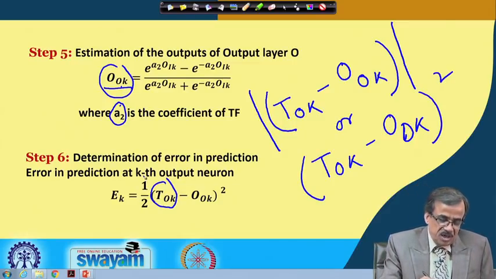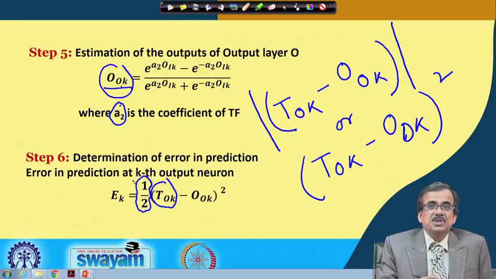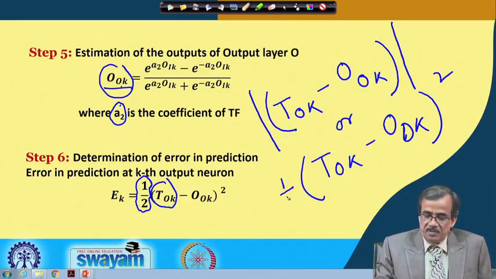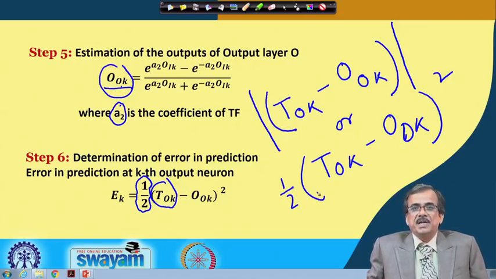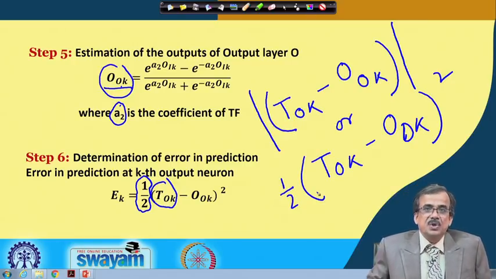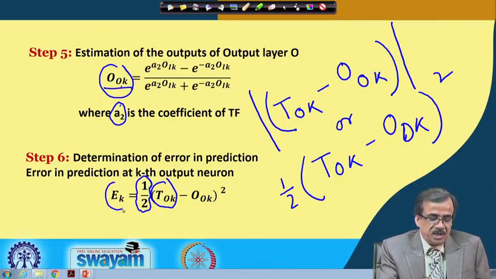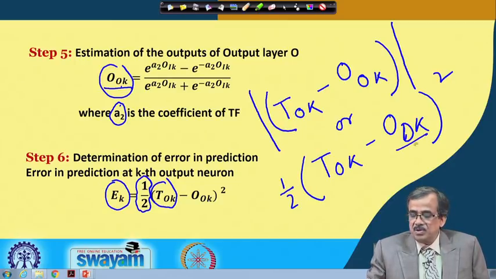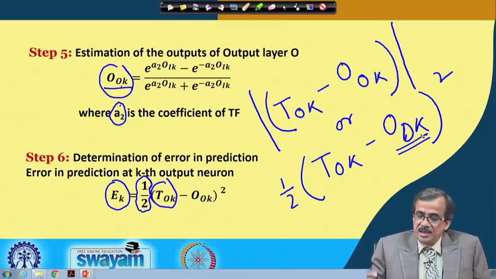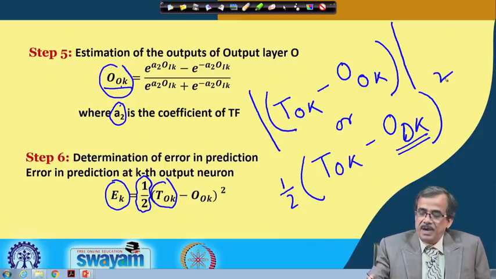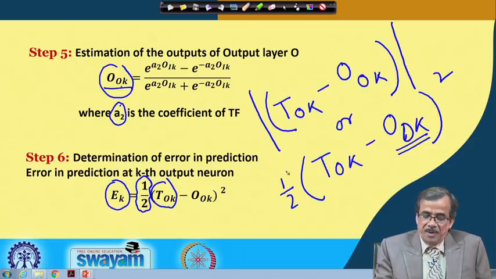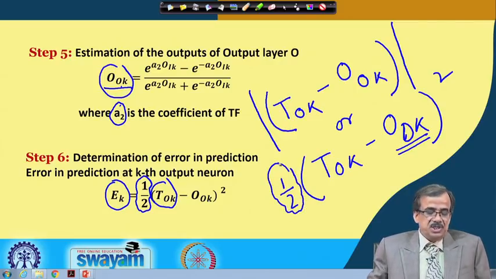And here you can see I have added one term, that is half. So, this is multiplied by half. The reason is very simple. In future, I will have to differentiate this error of the kth output neuron with respect to the calculated output, and there, if I put a square here and differentiate, I will get 2. So, this 2 will be multiplied by half just to make it 1. For this particular purpose, we use this term, that is half.